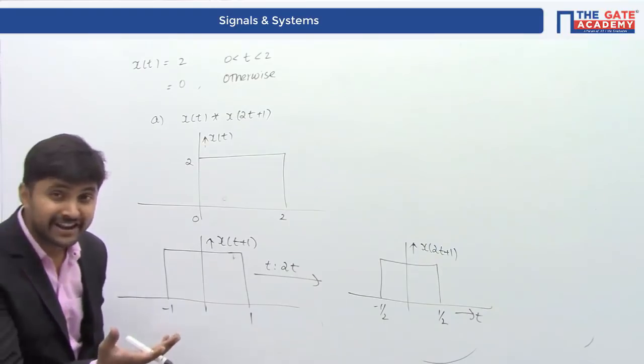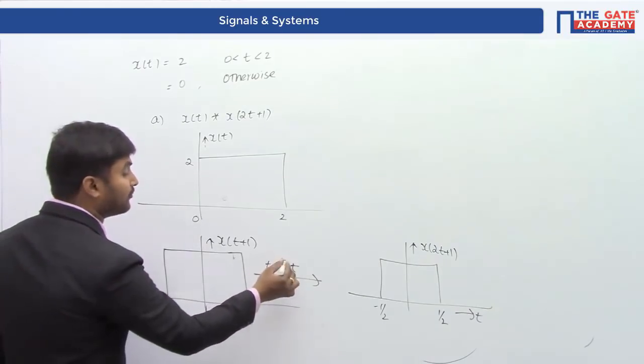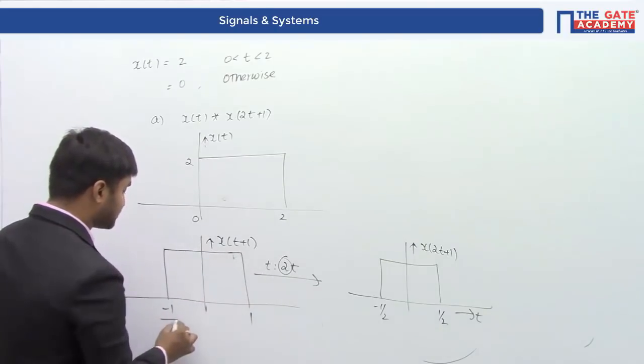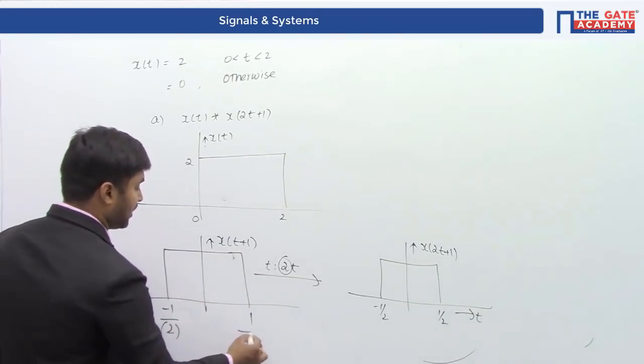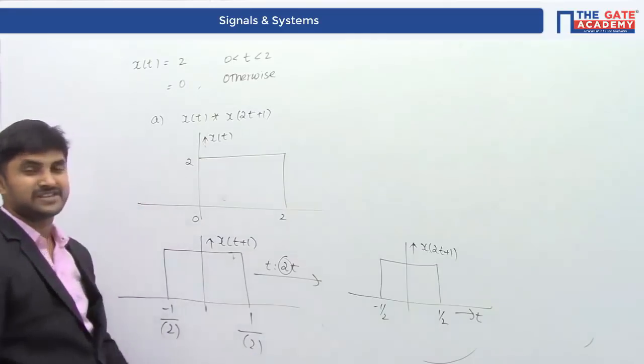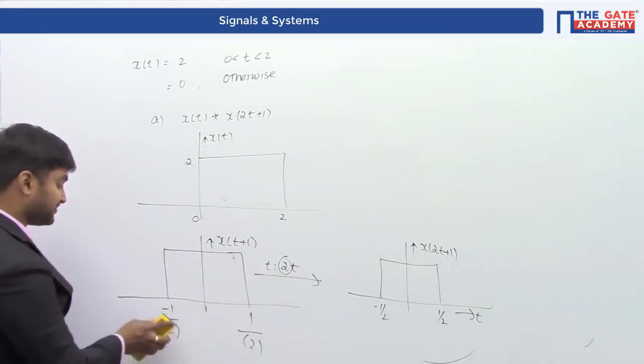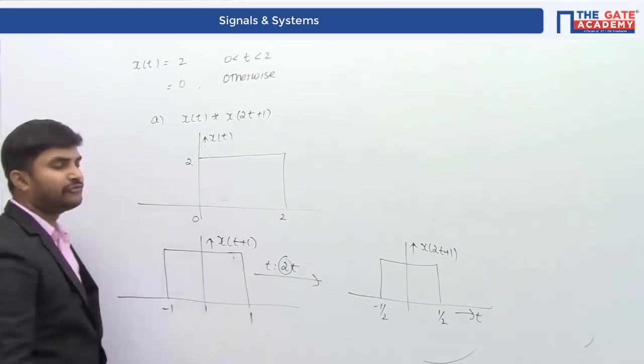You know how to do the scaling. Whenever I am doing the scaling by 2 units here, I am going to divide my actual time axis by the scaling parameter. So here we go. We have a time scaled and shifted signal, which is x of 2t plus 1.